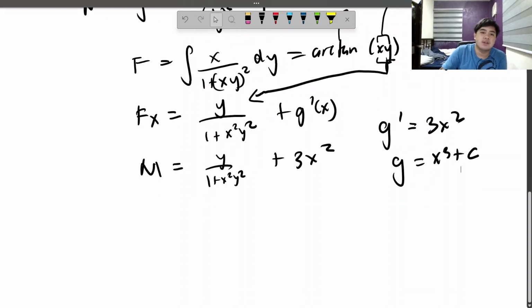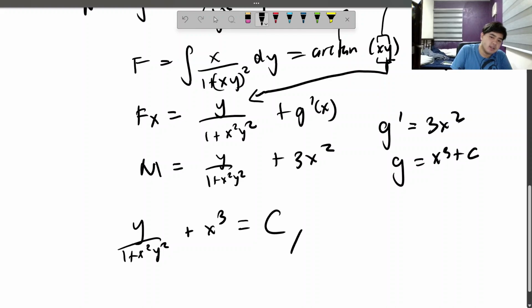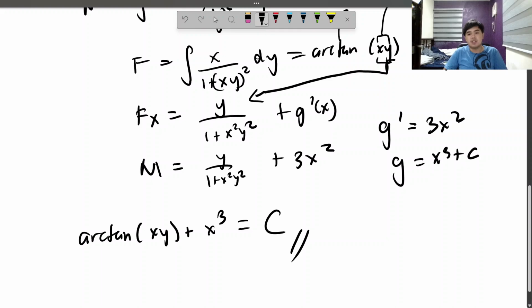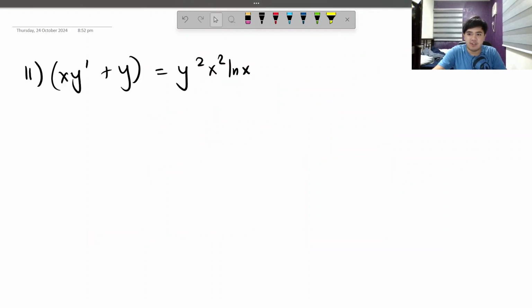All right. So we can now assemble everything we need. So y over 1 plus x squared y squared plus x cubed. And we can put c on the other side. Oh, sorry, I forgot. Not this one. Arctan. Arctan of xy plus x cubed equals c. That is the true final answer. But is that the final question? I don't think so. Because we have question 11.